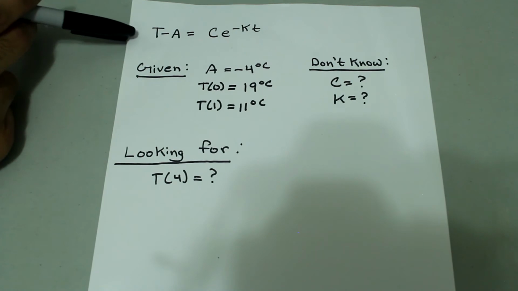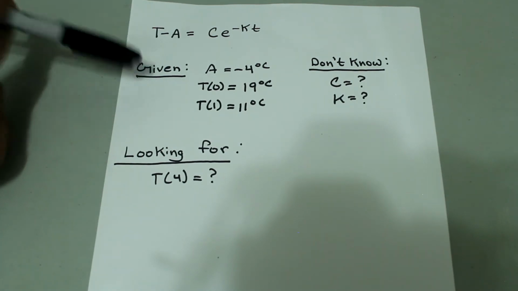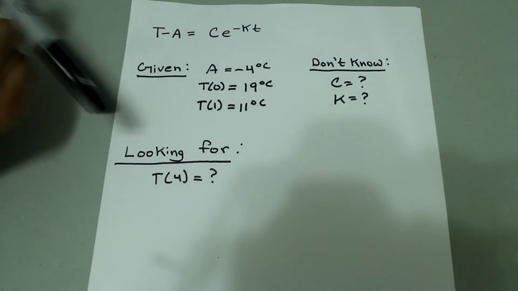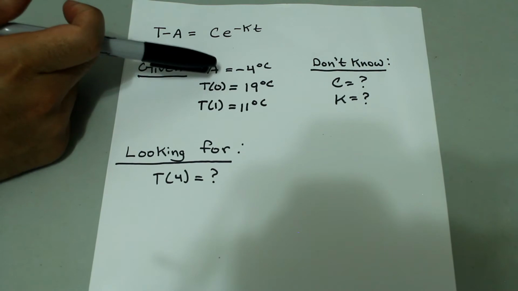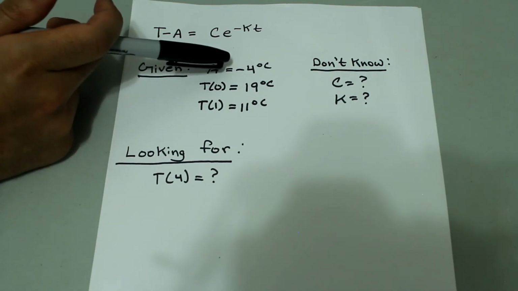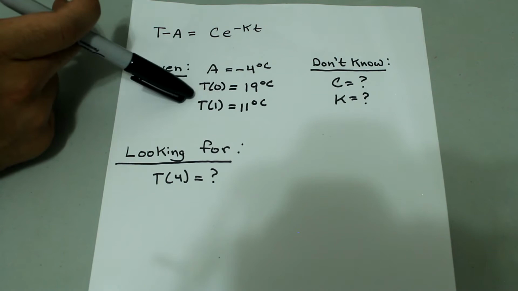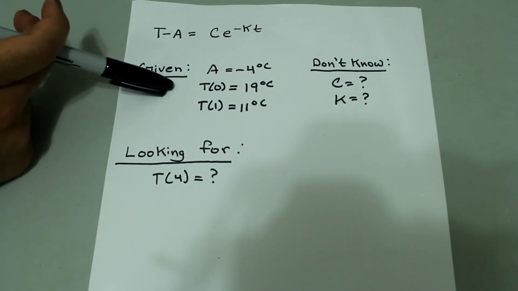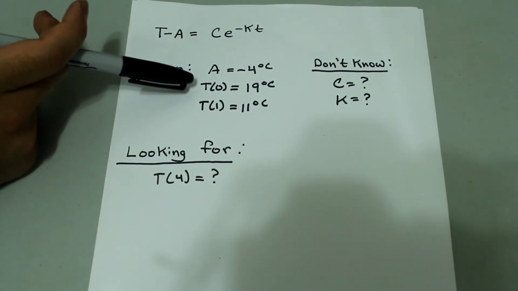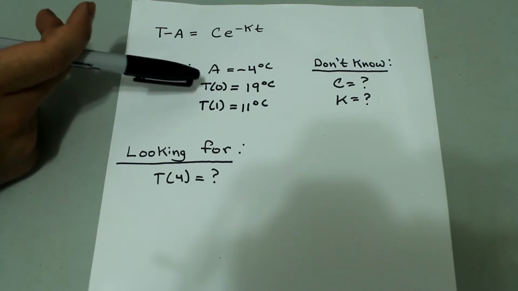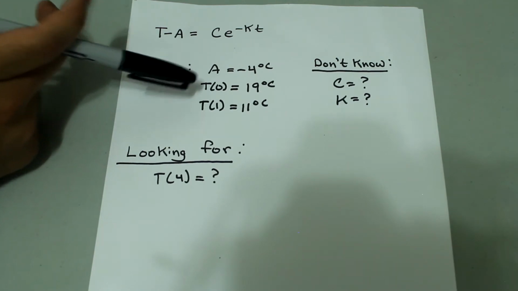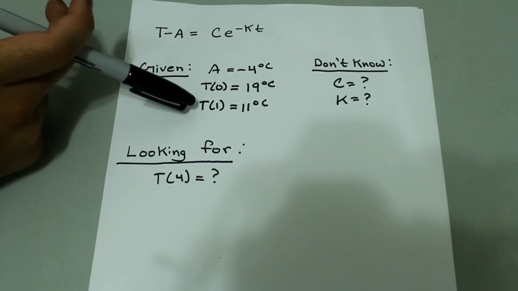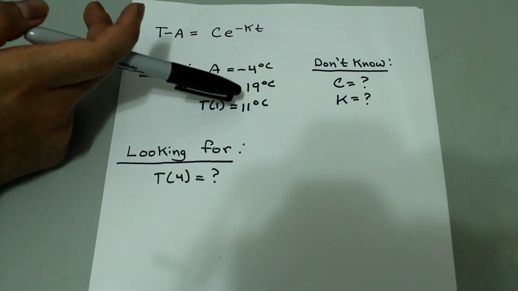So this is the expression we just came up with, and these are the givens. This is what we don't know, and that's what we're actually looking for in question A. We know that the ambient temperature, or the outside temperature, is -4 degrees Celsius. When time equals 0, that's the instant that the thermometer is just taken from the room to the outside, and at that instant, the reading would still be what it was inside the room. So that's 19 degrees Celsius. And we are given that when time equals 1, the reading is 11 degrees Celsius.